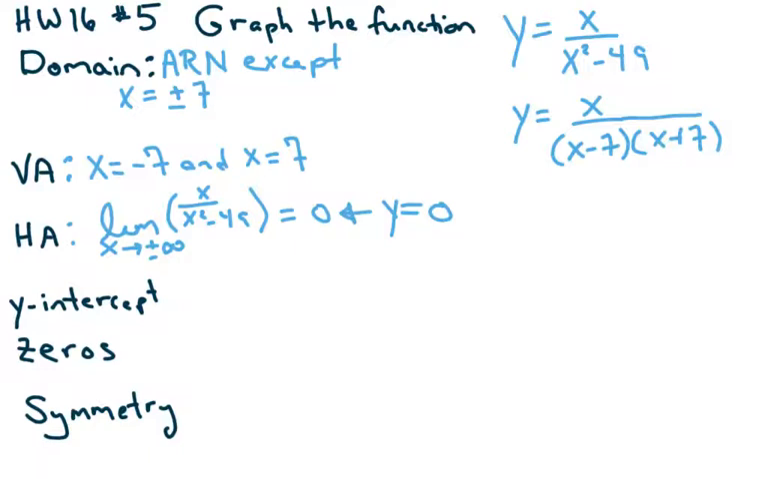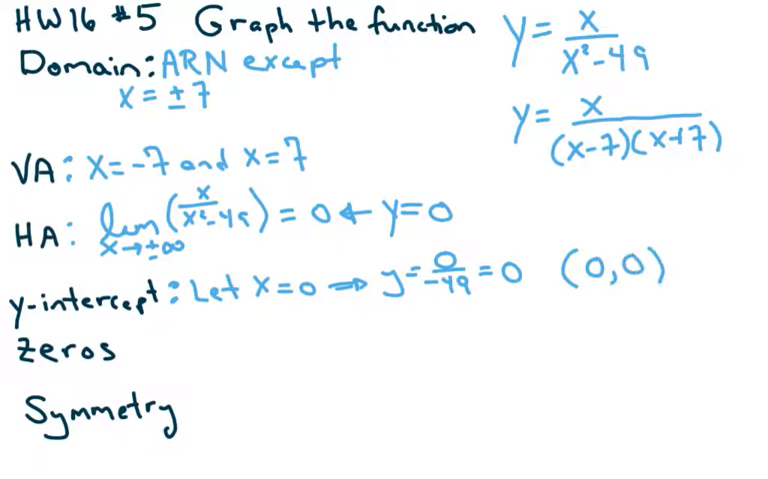Okay, so we already know a lot. The y-intercept is going to be 0. How do I know that? Well, to find this, you let x equal 0. Y would equal 0 over negative 49, which is 0. So we have a y-intercept of (0, 0).